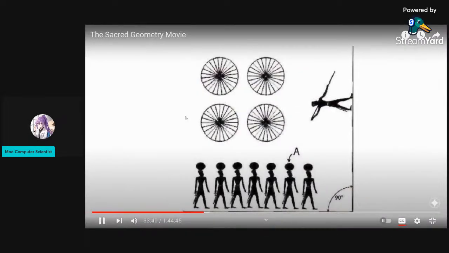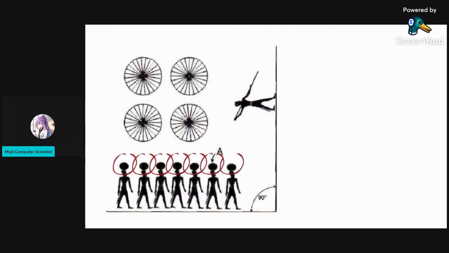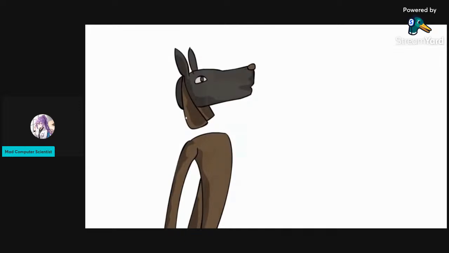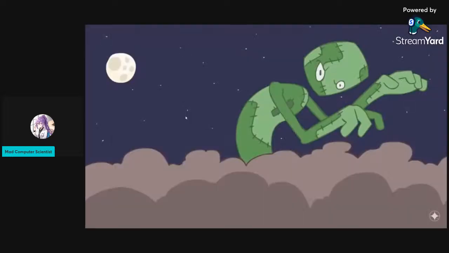On the walls with these wheels are drawings of 7 people with animal heads. They're called neiters, and each of them has an orangish-red oval above its head. This is called the egg of metamorphosis. The neiters are showing us a time when we go through a certain stage of resurrection, which is a rapid biological change into a different life form. Not the average type of resurrection, I know.